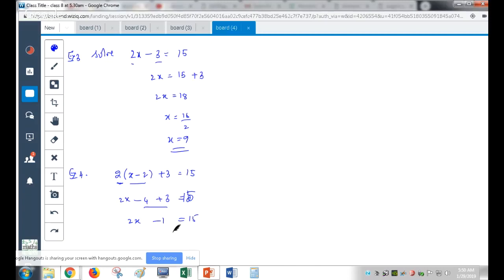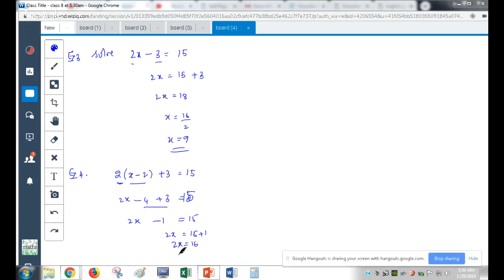Now send this 1 to other side. 2x is equal to 15 plus 1. Okay, is equal to 16. Then what is next? x is equal to, you send 2 also that side. 16 by 2, which is equal to 8. Therefore, x is equal to 8.